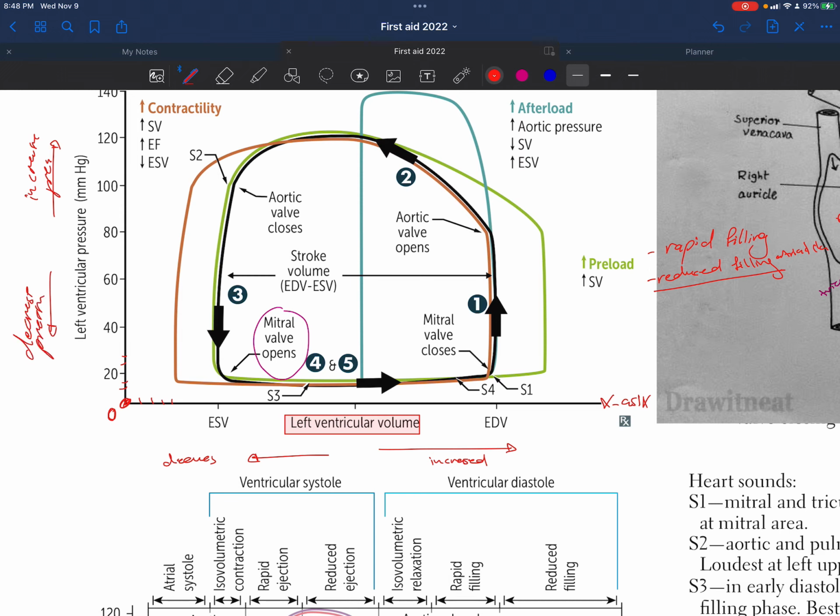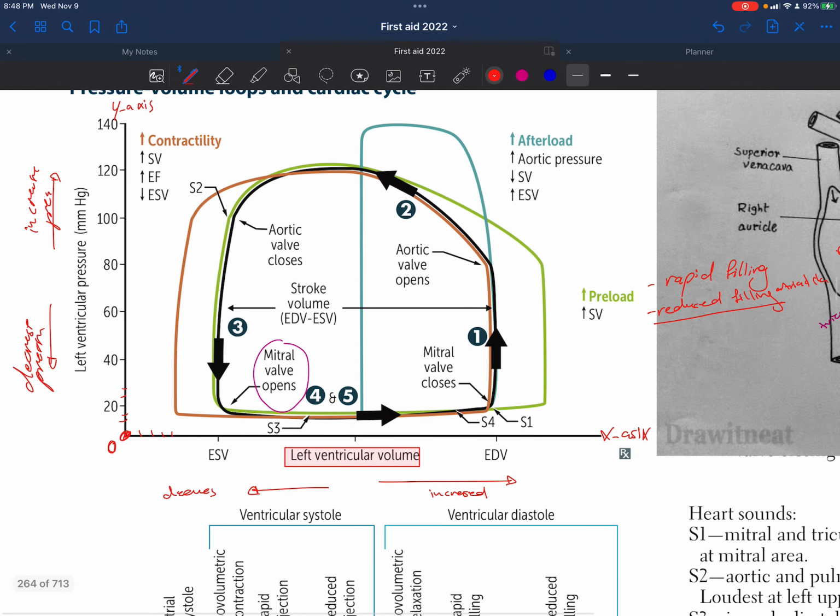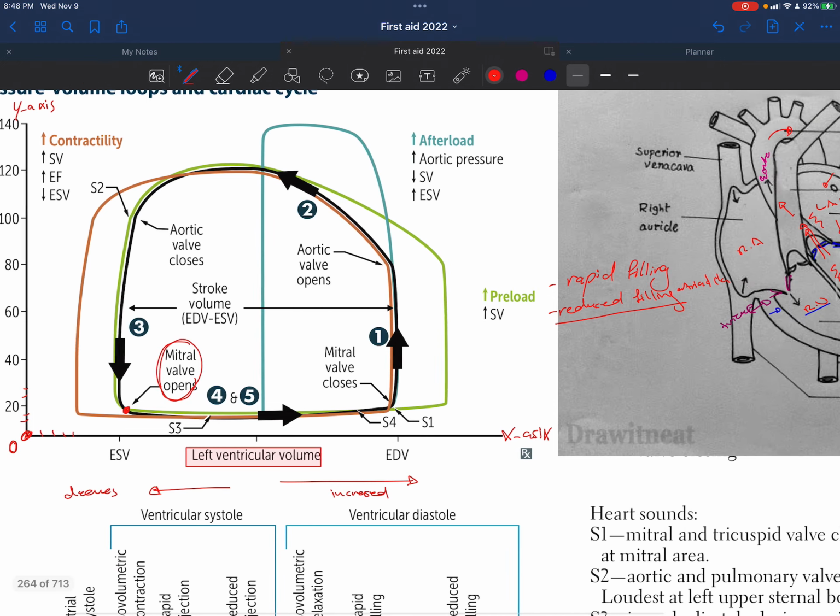Okay, so the normal basic cycle that we're looking at is the black one. The black one starts, as I said, with the mitral valve opening over here. So this point in the black circle is the mitral valve opening.